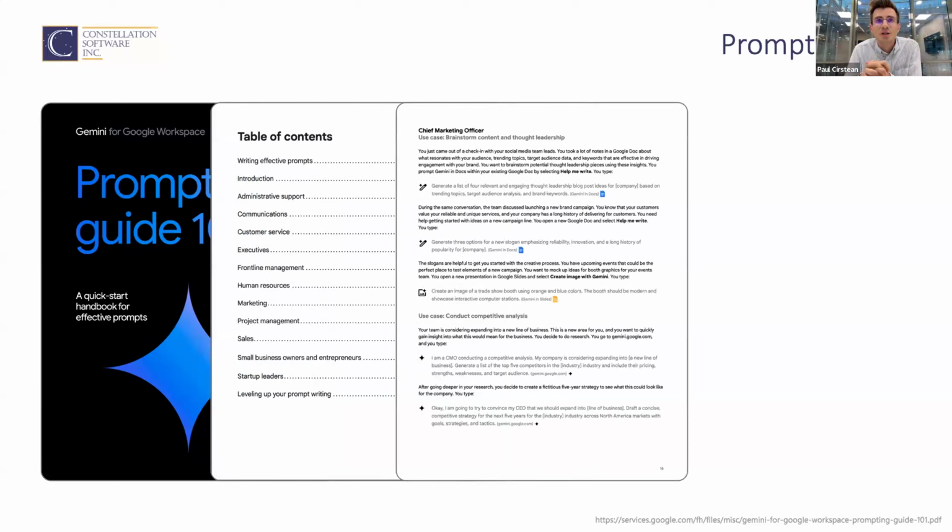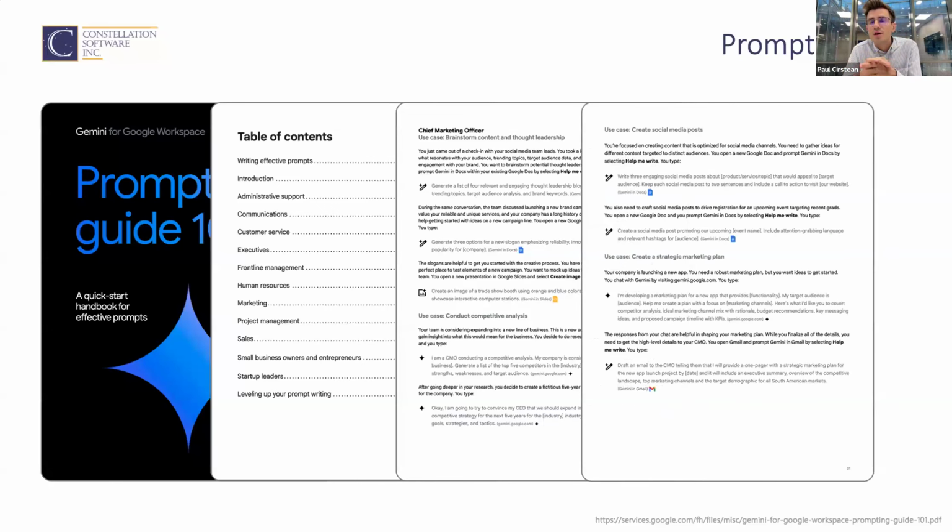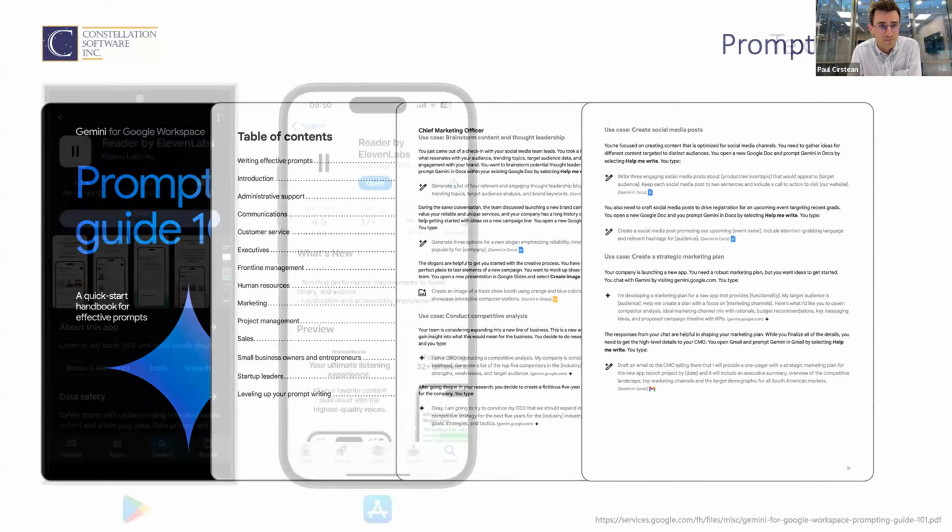So for a chief marketing officer, it comes up with examples like generate a list of 4 relevant emerging thought leadership blog posts ideas for company X based on trending topics. Or for social media, it comes up with ideas like create a social media post promoting our upcoming event and so on. So you can find this online, Prompting Guide 101 from Google. If you cannot find it, drop me a message and I'm glad to share it with you.